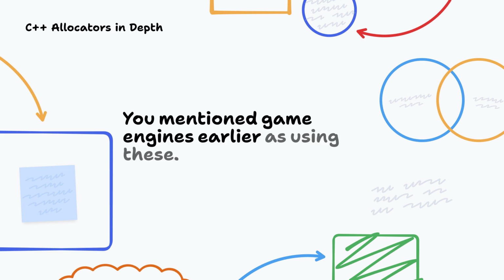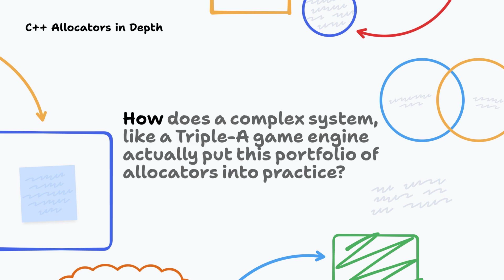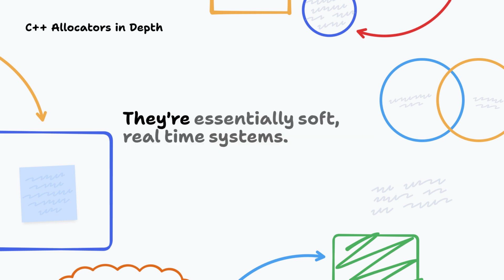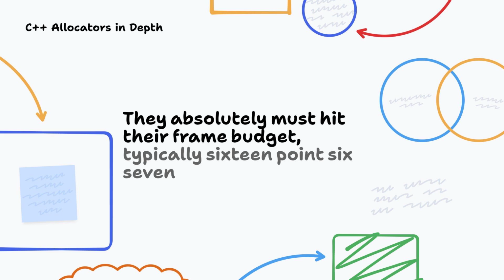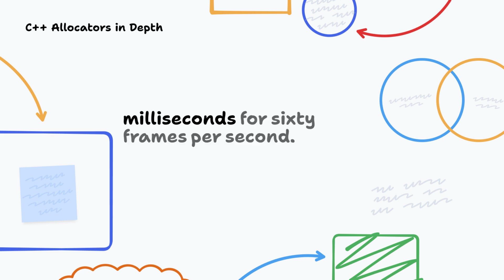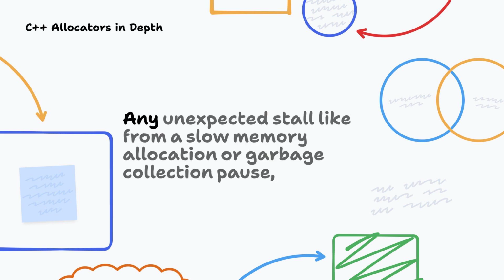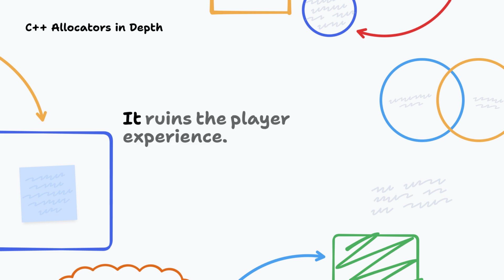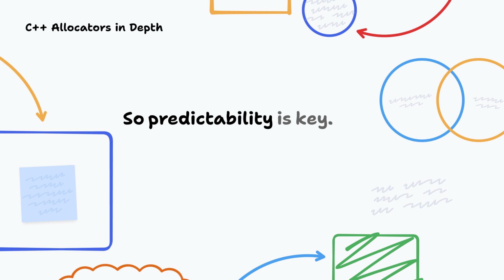You mentioned game engines earlier as using these. Can you give us a bit more detail? How does a complex system like a AAA game engine actually put this portfolio of allocators into practice? Oh yeah, game engines are fantastic examples because they operate under such tight constraints. They're essentially soft real-time systems. They absolutely must hit their frame budget, typically 16.67 milliseconds for 60 frames per second. Any unexpected stall, like from a slow memory allocation or garbage collection pause, which C++ avoids, is unacceptable. It ruins the player experience. So predictability is key. Absolutely.